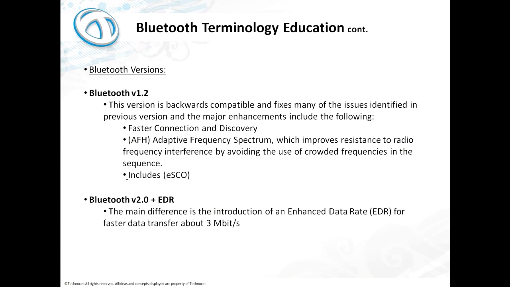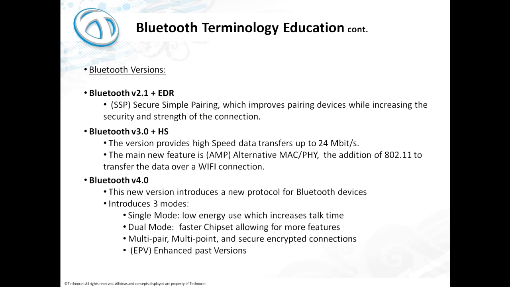So if we go to the next one, we introduce 2.1. So the only difference between 2.1 and 2.0 is SSP, which stands for Secure Simple Pairing. And basically what that is, is just a more secure connection between your device and your Bluetooth. That's basically all it stands for.